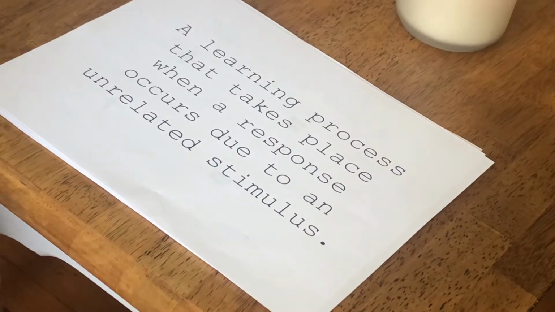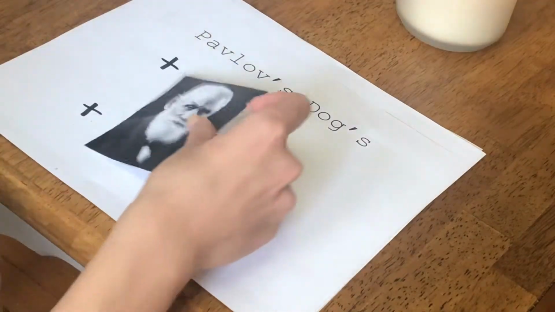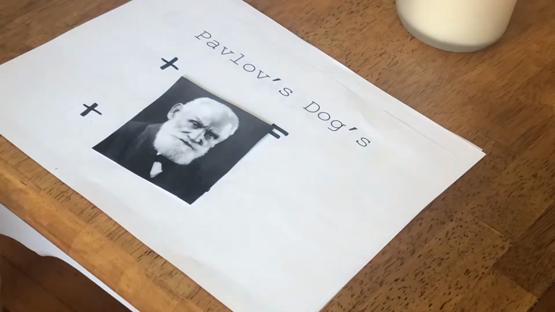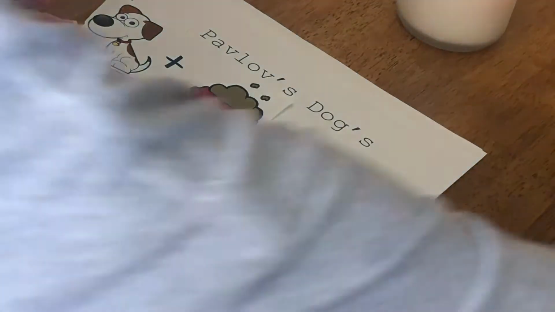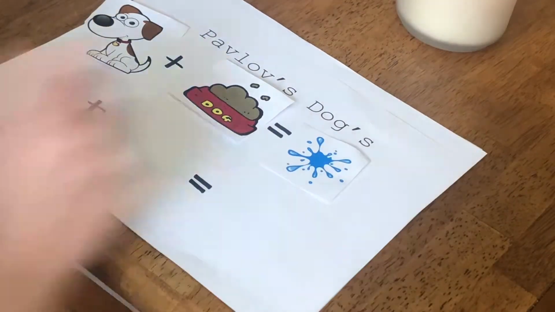An example of this is the study of Pavlov's dogs. In 1890, a Russian psychologist named Ivan Pavlov researched the dogs' saliva response when they were fed. He concluded that when dogs are exposed to food in front of them, they begin to salivate.